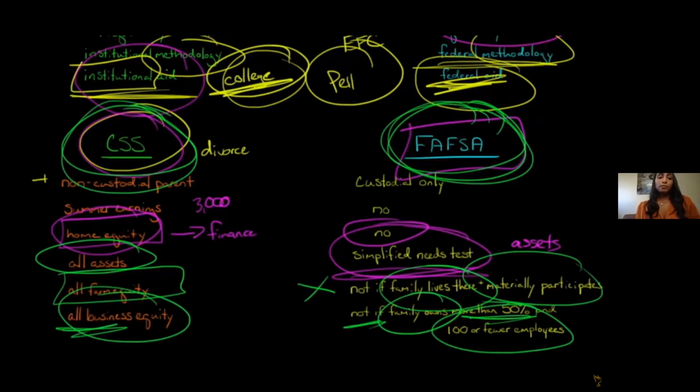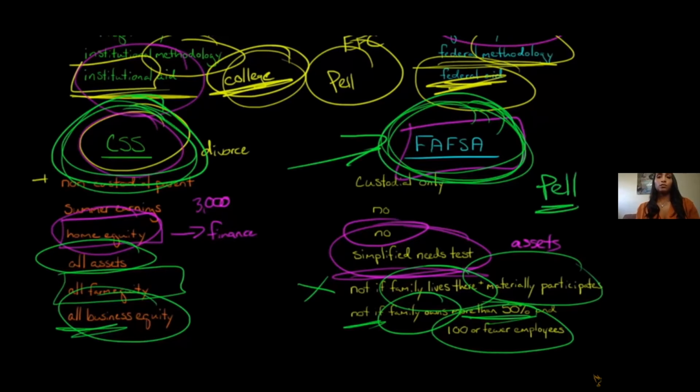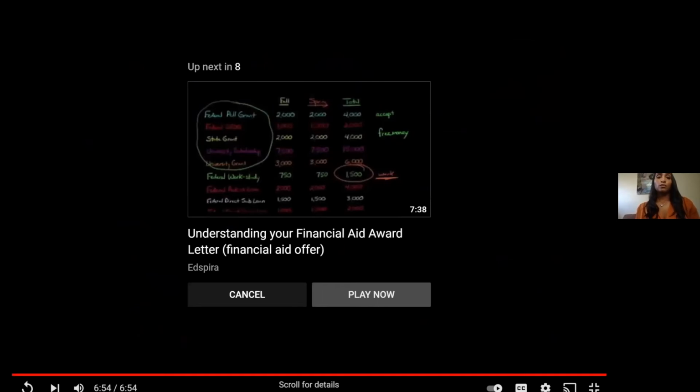But regardless of what the CSS determines your aid or your eligibility to pay is, ultimately that's not going to affect any of the federal aid from the FAFSA, because the FAFSA and the federal government are going to determine your eligibility for Pell Grants, SEOG grants, and other federal aid.